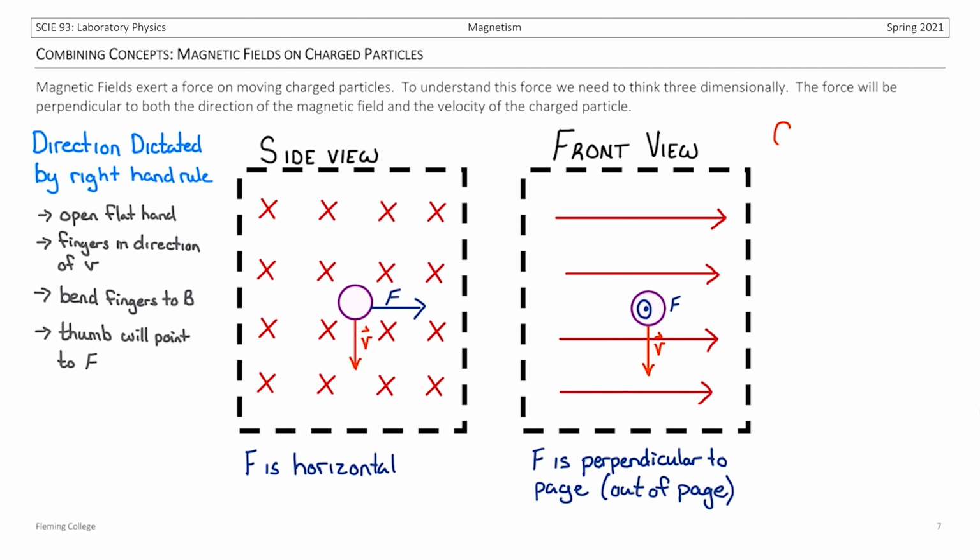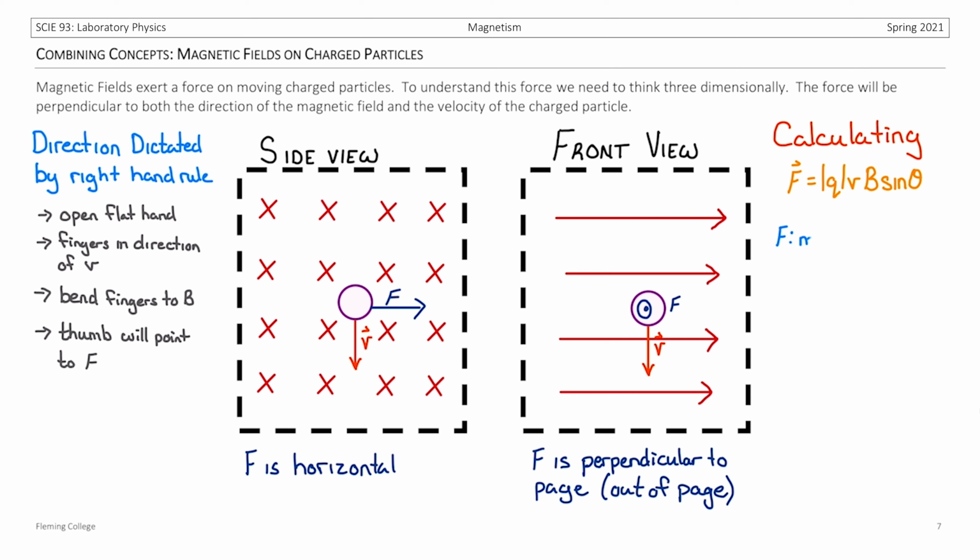We can also calculate the magnitude of the force using the following equation. The force will be equal to the amount of charge multiplied by the velocity of that grouping of charge multiplied by the magnitude of the magnetic field and the sine of the angle in between the velocity and magnetic field. In our case, that angle would be 90 degrees, but that's not always the case.